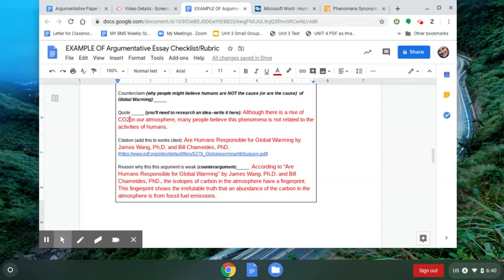The reason why this argument is weak, or my counter argument, is according to "Are Humans Responsible for Global Warming?" by James Wang and Bill Kamides, the isotopes of carbon in the atmosphere have a fingerprint. This fingerprint shows the irrefutable truth that an abundance of the carbon in the atmosphere is from fossil fuel emissions.